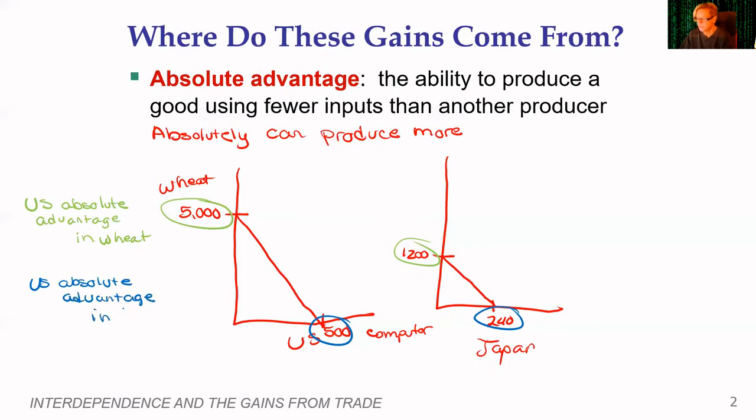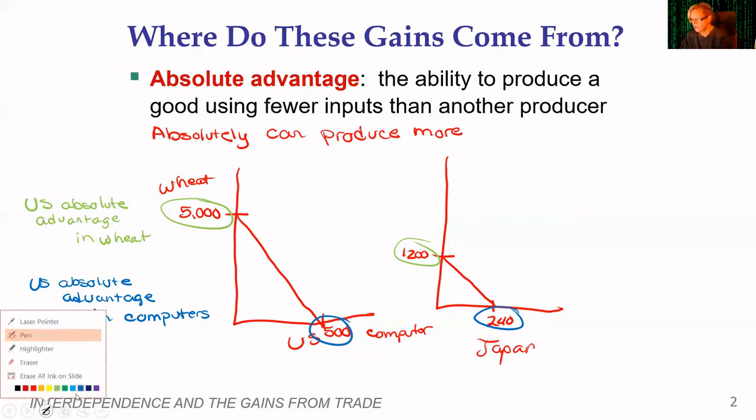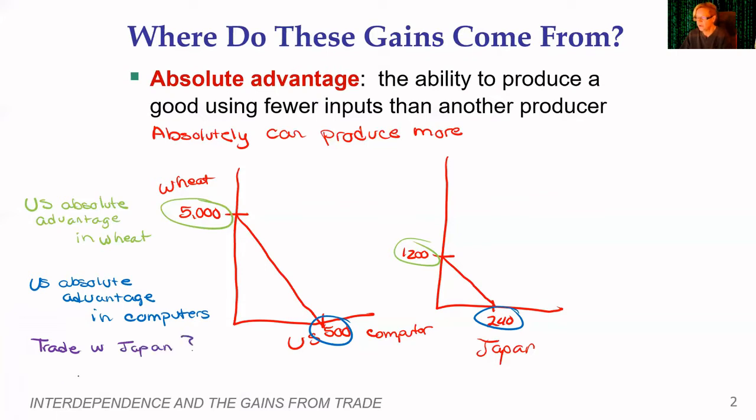Now, what I do to trip you up, and I'm going to tell you right now, is I will ask you the question, should the US trade with Japan? And at this point, the right answer is I don't know, okay? Because we don't know. An absolute advantage has nothing to do with trade. So that's really what I want you to take away from this. It just means they can produce more given the amount of inputs that they have.